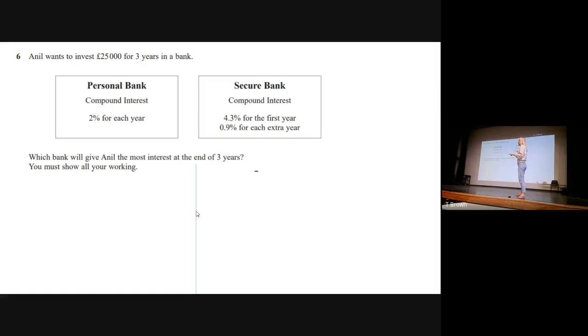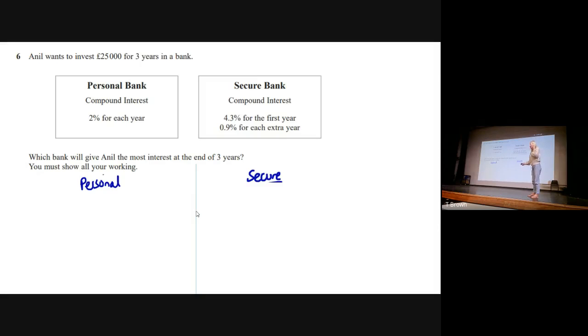These are both compound interest. So that means after a year, we're going to have a little bit extra, and then we're going to work out the new 2% and add that on, and then work out the new 2% and add it on. So first thing you want to do with a question on the exam where you're being asked to do two different things and you're making a comparison.